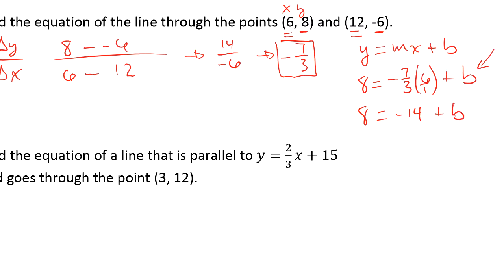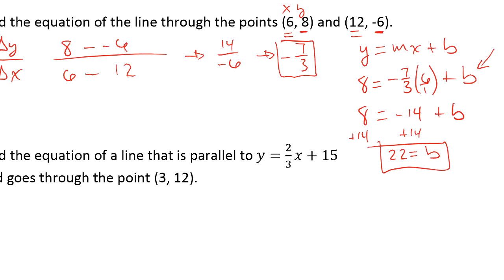So in order to find b, I'm going to have to add 14 to both sides. So I'll add 14 here, and I'll add 14 there. 8 plus 14 is the number 22. So 22 is my y-intercept. So this was the other milestone value we needed.